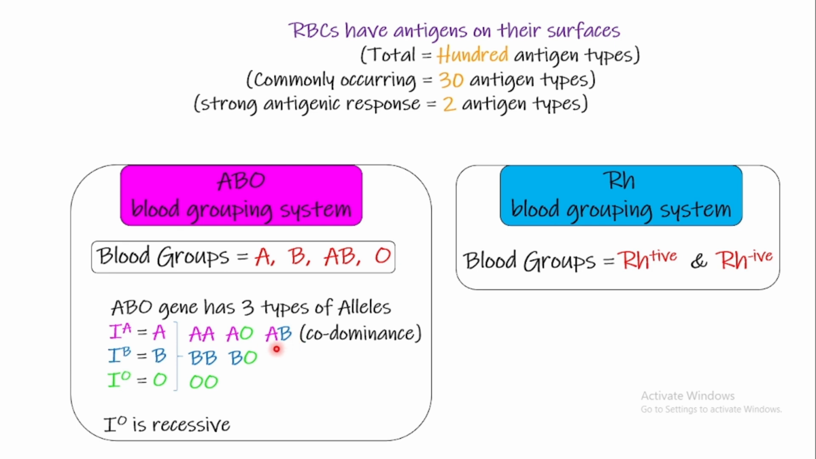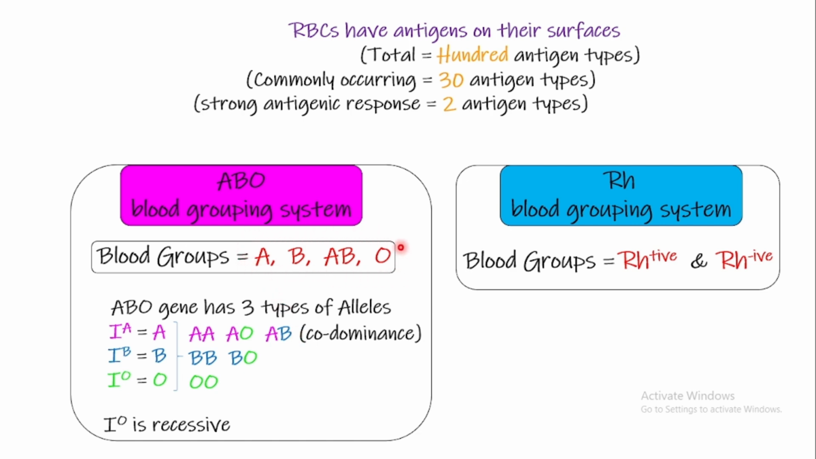If a person has both IA and IB alleles, the genotype is AB, and as it is a codominant case, the RBC will have both antigen A and antigen B on its surface. The resulting blood group is known as blood group AB in this case. So there are four types of blood groups: blood group A, B, AB, and O.